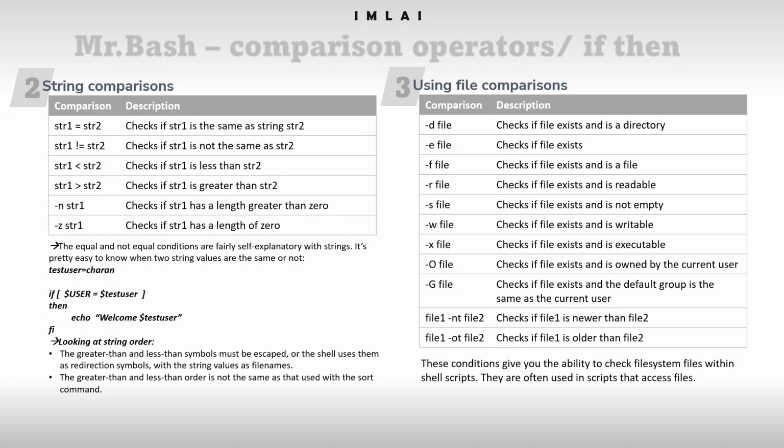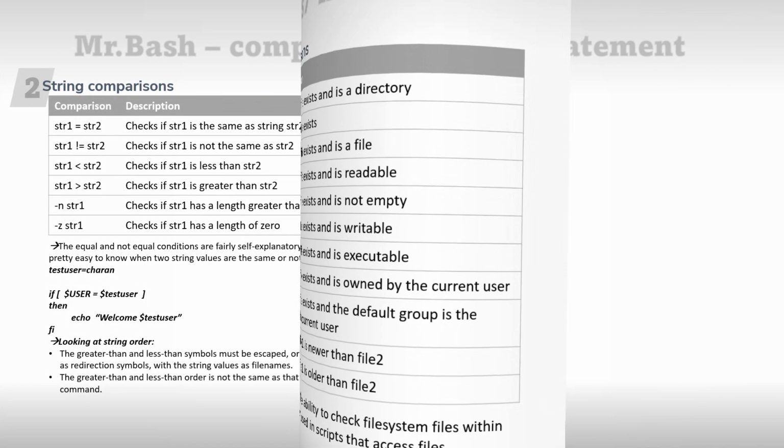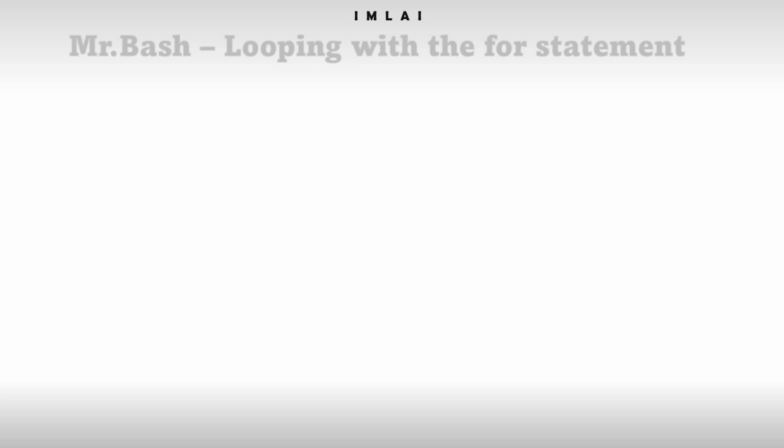So let's move into the more complex and complicated and very helpful components of Bash shell scripting. These components will help us a lot in automating the tasks and activities in Linux system. So that is our looping with the for statement. We'll begin with the for statement.